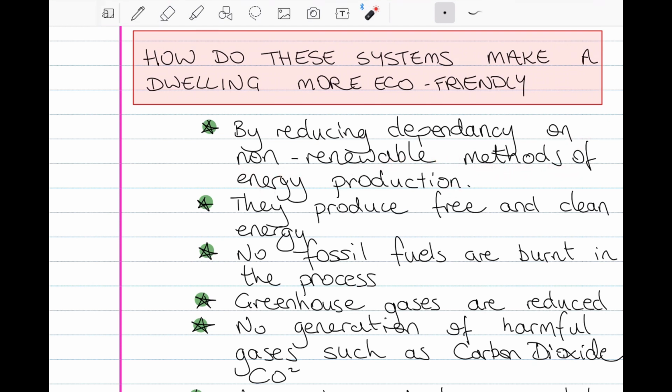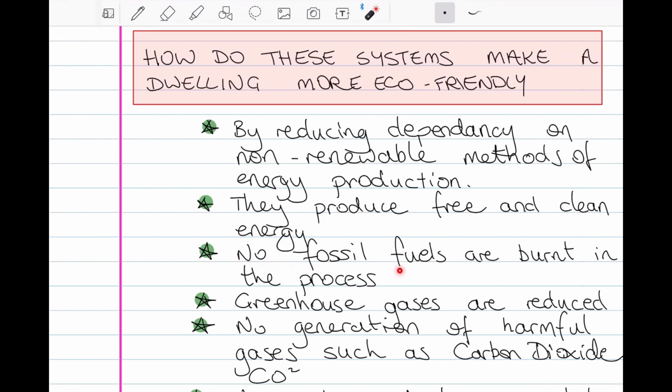If you're using this, you're not also using petrol or oil or whatever it is to produce your electricity. And because you're not using those fuels I mentioned, they produce free and clean energy. This costs nothing to produce. Okay, you need the materials, but it actually costs nothing to produce.